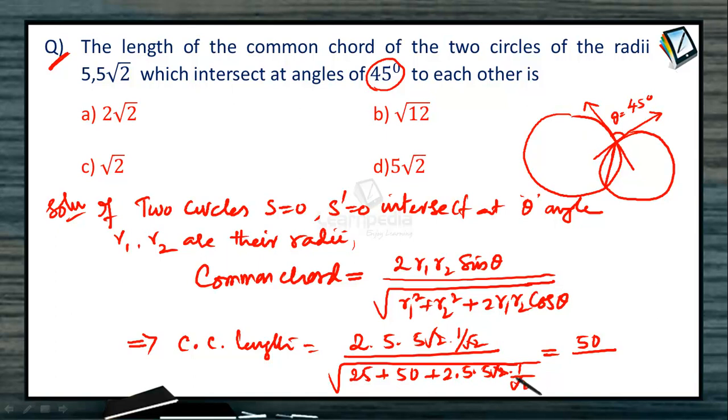And here this root 2 gets cancelled. 5 as a 25 to the 50, so that is equal to 125 root over. It implies it is 50 by 125, 25 into 5, that is equal to 5 root 2.